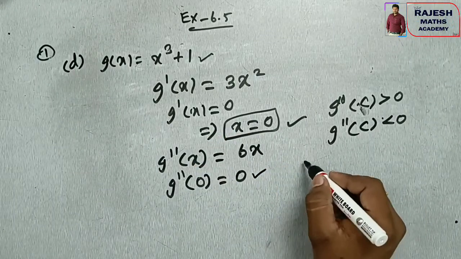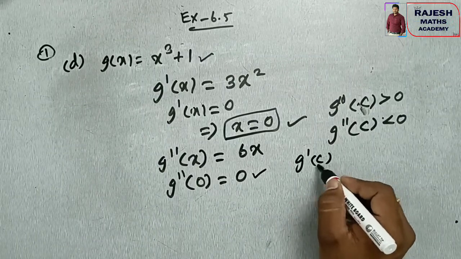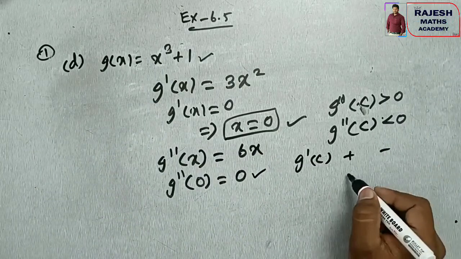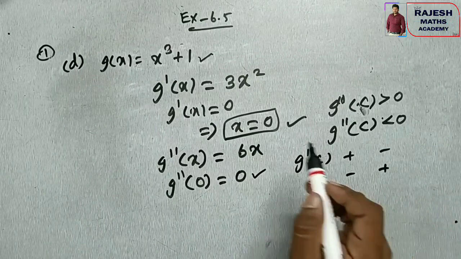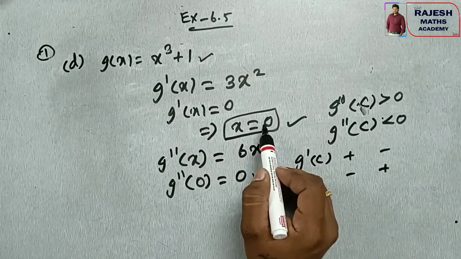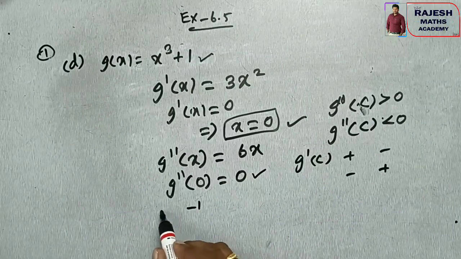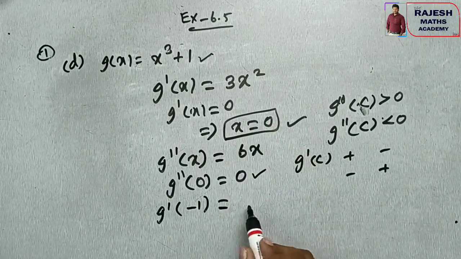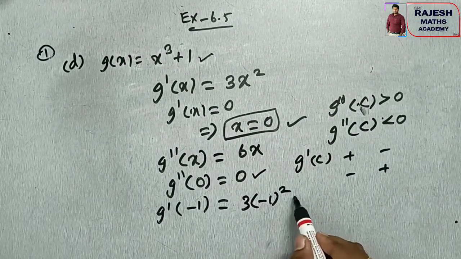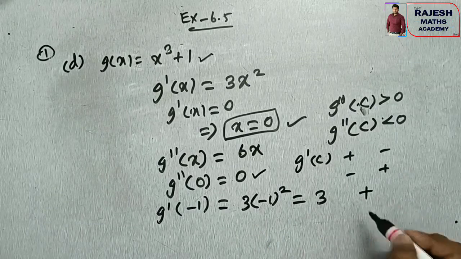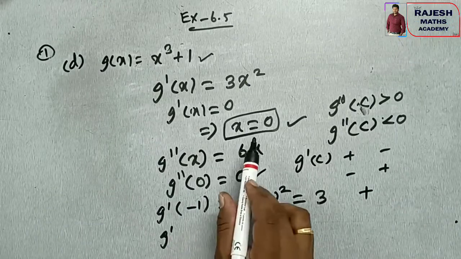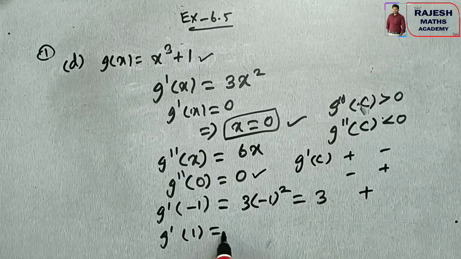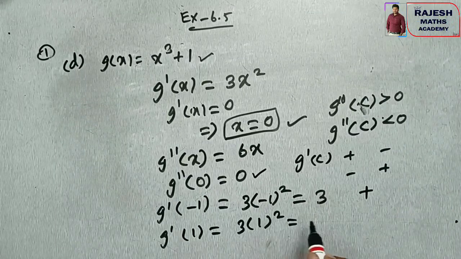What is the first derivative test? It says g dash of c must change sign: positive to negative means that is maximum, negative to positive means that is minimum. So our critical point is 0. On the left side of 0 I can take -1. Substituting in g dash, g dash of -1 equal to 3 into (-1) square, that is equal to positive 3. Similarly, on the right side of 0 I can take the point 1. So g dash of 1 also equals 3 into 1 square, that is equal to 3.